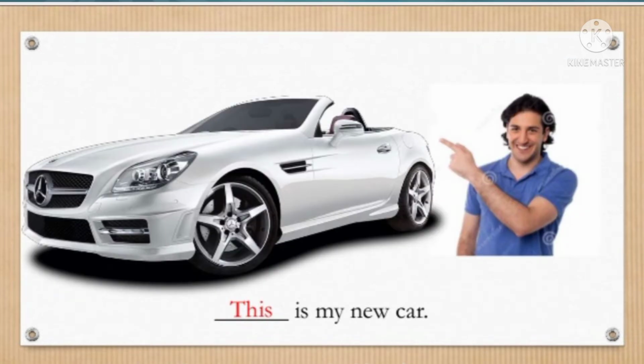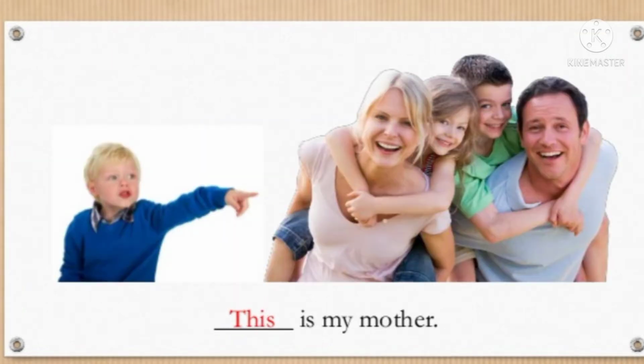The man is near to the car and points out to the car, this is my new car. See the distance. Since it is near, here this is used. Pointing to the woman who is standing near the boy, he is telling, this is my mother. This, you see the position, is used as a subject.